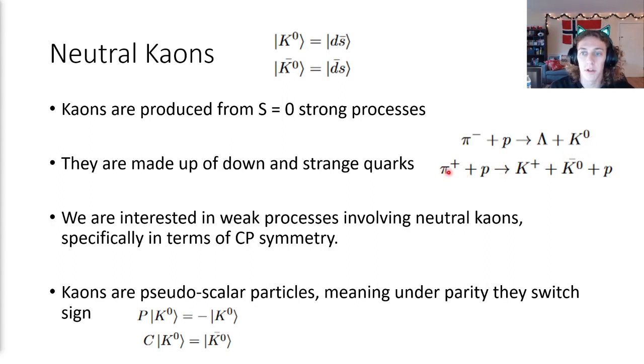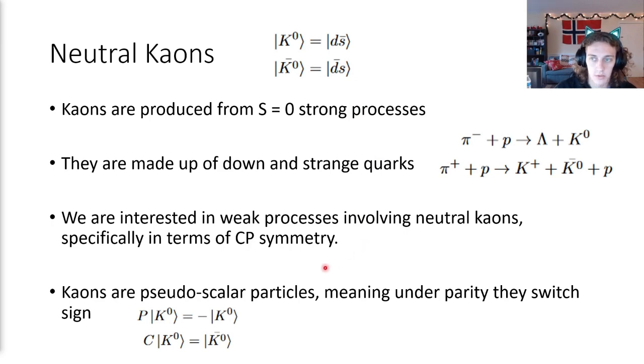Same thing with pi plus. We send a pi plus beam, again no strangeness, into a proton target, no strangeness, and we get a K plus, which has an anti-strange, and then an anti-K0, which has a strange, and a proton, so we preserve strangeness here as well. So how these are produced is from a strong process. That's why we know how to describe them in terms of their quark constituents, their strong eigenstate constituents.